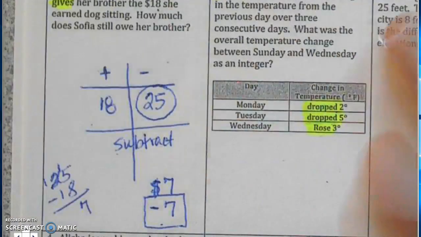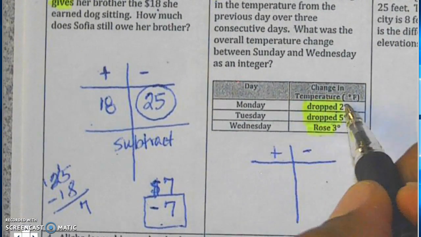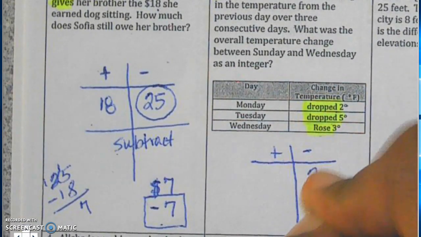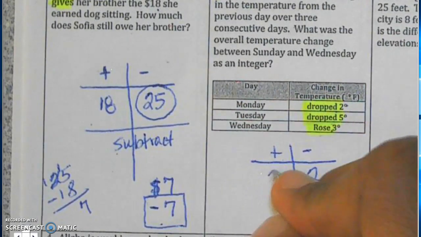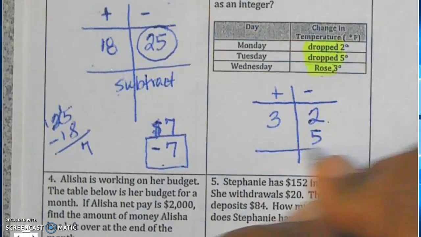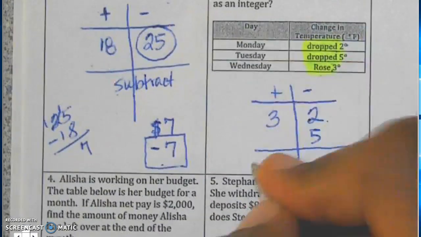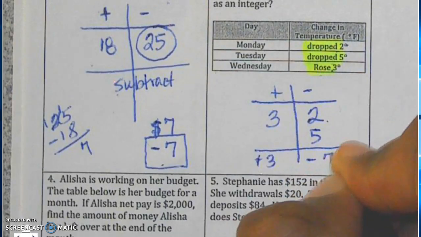Again, we're going to use a scoreboard. Dropped 2 degrees, that's a negative. Dropped another 5, that's a negative. Rose 3, that's a positive. So we're going to combine all of our numbers. On our positive side, we just have a 3. On our negative side, we'll have negative 7.